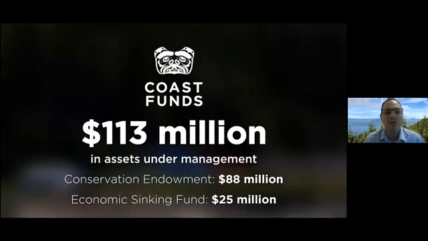Coast Funds is made of two funds, the Conservation Endowment Fund, worth about $88 million, and the Economic Sinking Fund, worth about $25 million, for a total asset under management of $113 million as of December 2020.